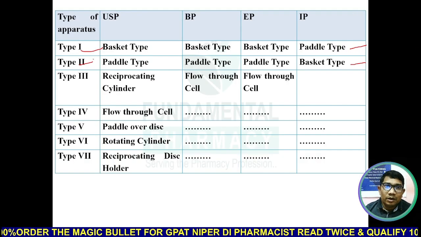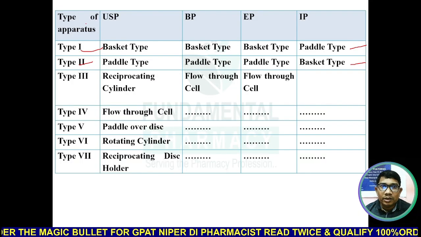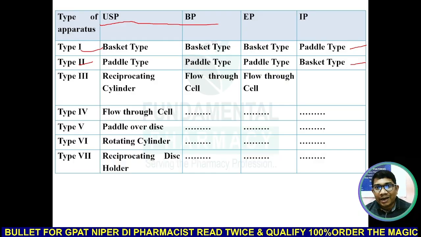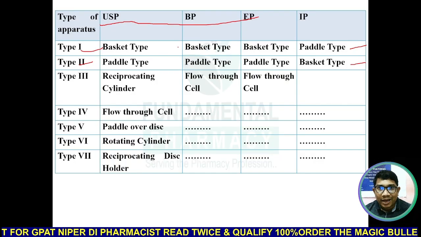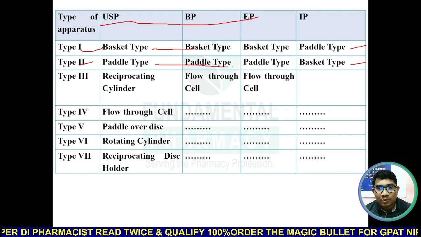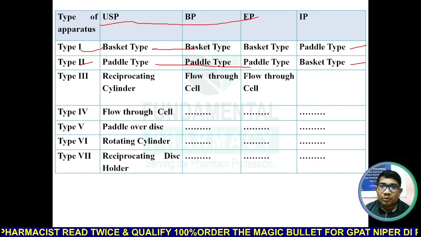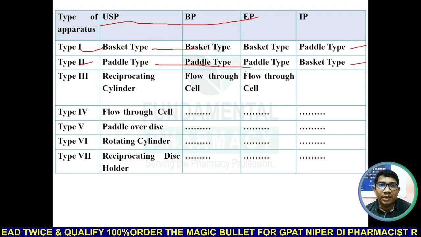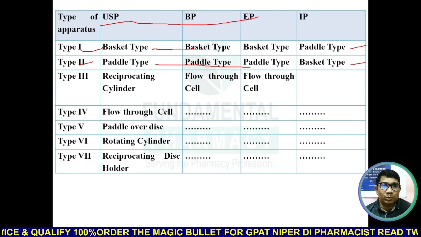and as per the BP, USP and EP, that is the United States, British and European pharmacopoeia, type 1 is a basket and type 2 is a paddle. So they are opposite. As per the IP, type 1 is paddle, type 2 is basket. As per the BP, EP, USP, type 1 is a basket, type 2 is a paddle.